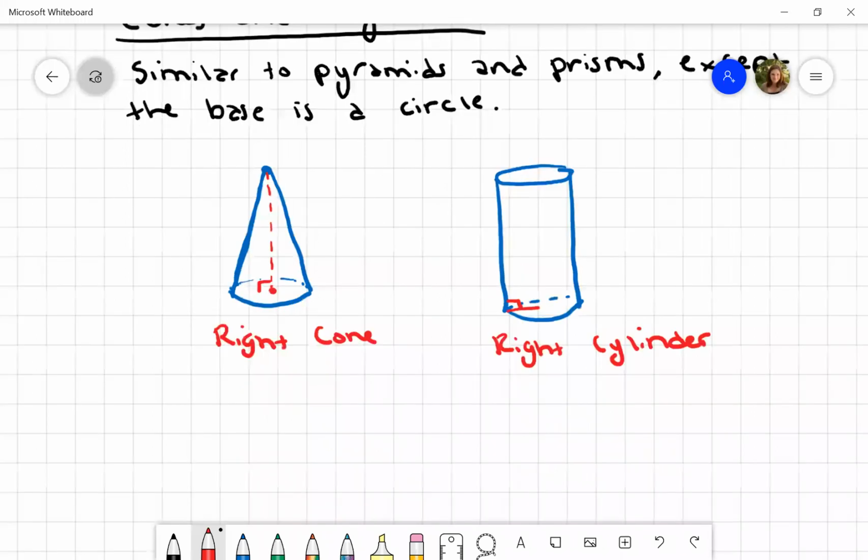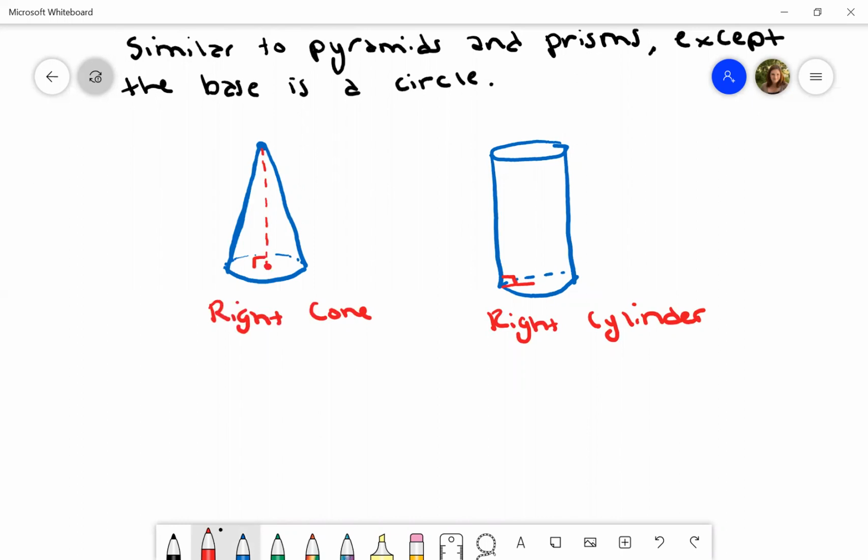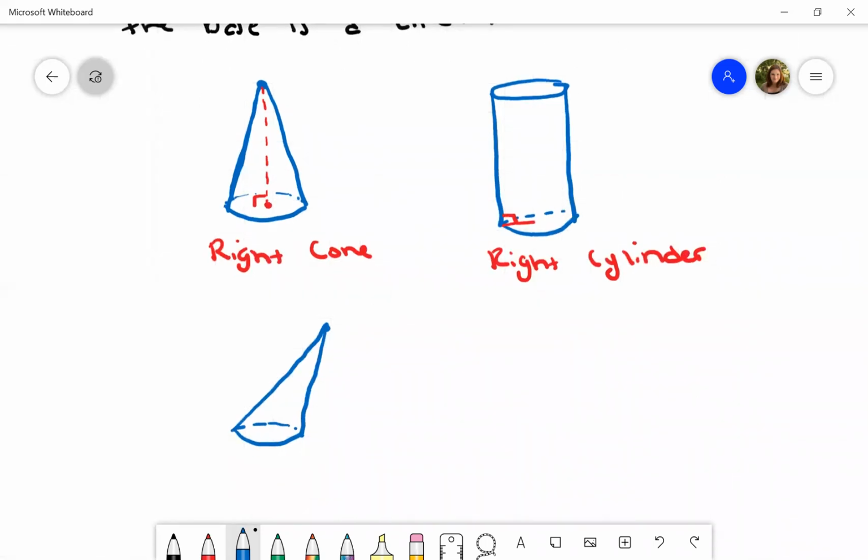And then of course we could cause the top point, which by the way is called the vertex point, we could cause the vertex point to be wonky, right, off to the side. And then they give it the name oblique when that happens. So this would be an example of an oblique cone.